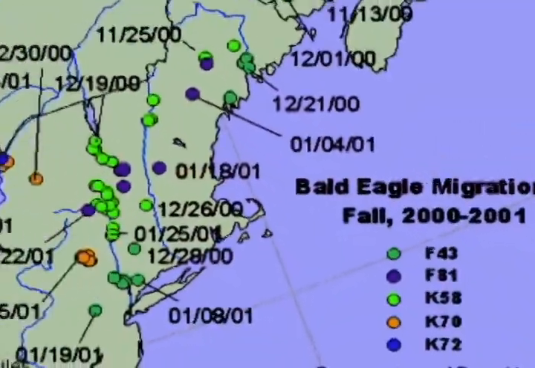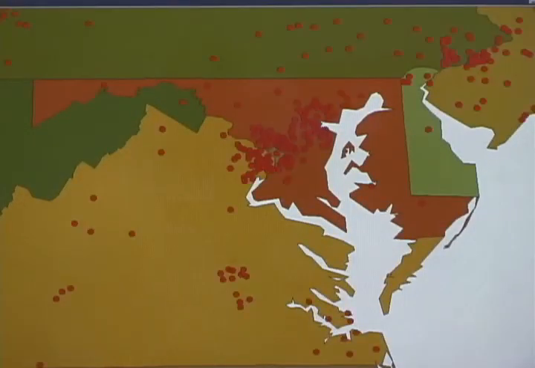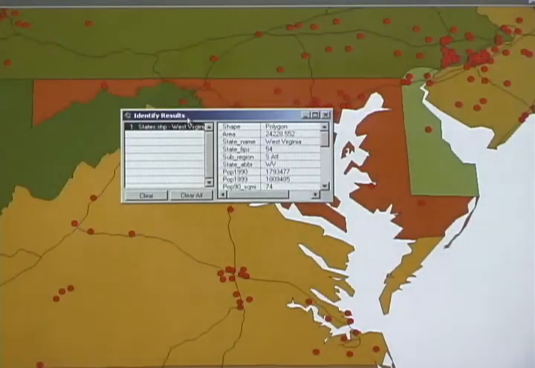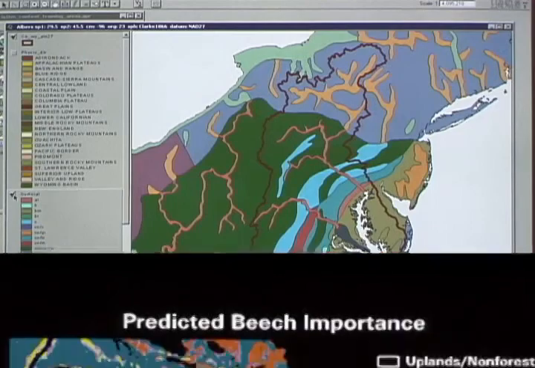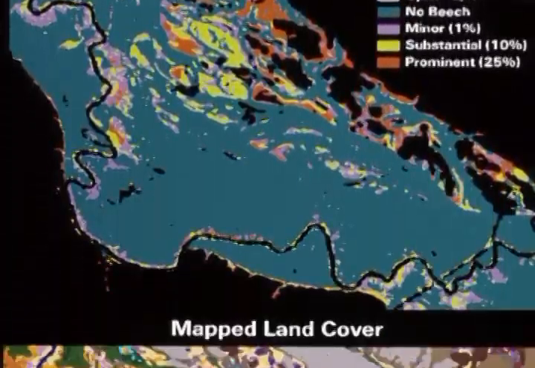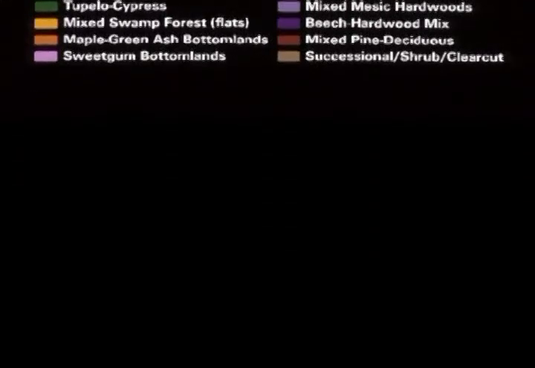GIS is used to map migration patterns of birds. GIS is used for economic planning, for looking at trends in housing and population. GIS is used for geologic mapping. GIS is used in almost any type of endeavor that is interested in locating something somewhere.